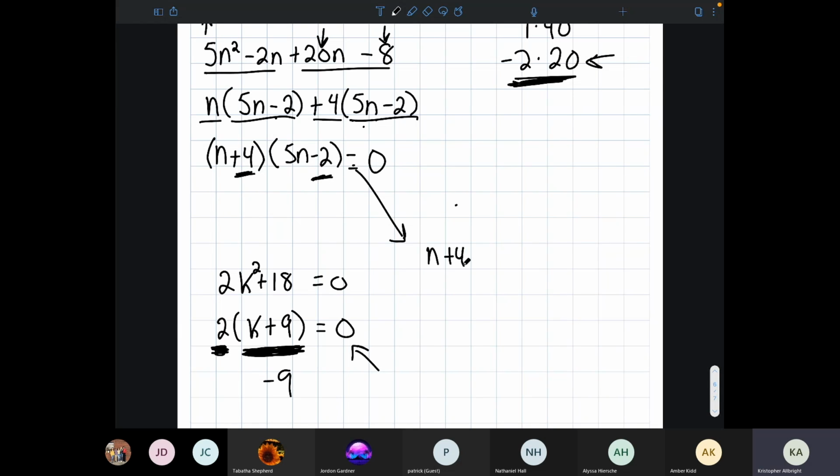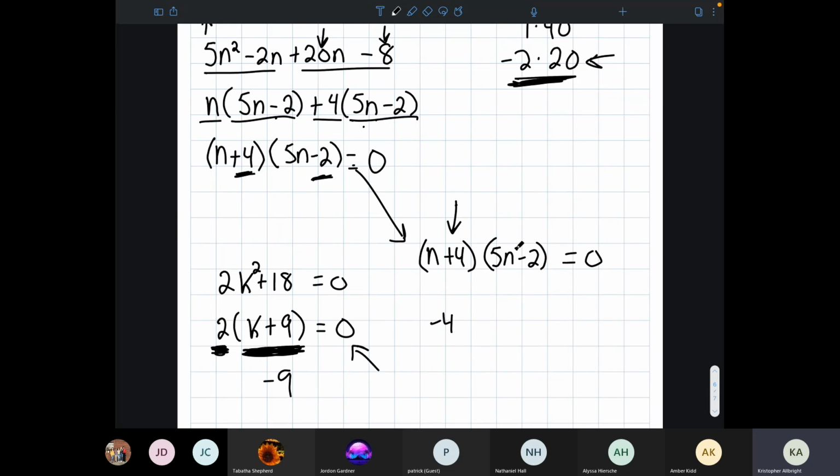n plus 4, 5n minus 2 equals 0. We say, okay, well, this is still a multiplication problem. So we know that one of these has to be 0. Well, we could plug in an n that makes this 0, and we can just kind of see that's going to be -4. Well, if we plug in -4 over here, we're not going to get 0. So we have to figure out what will give us 0 over here.